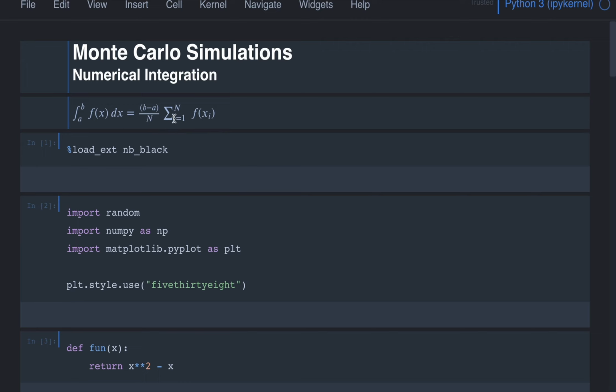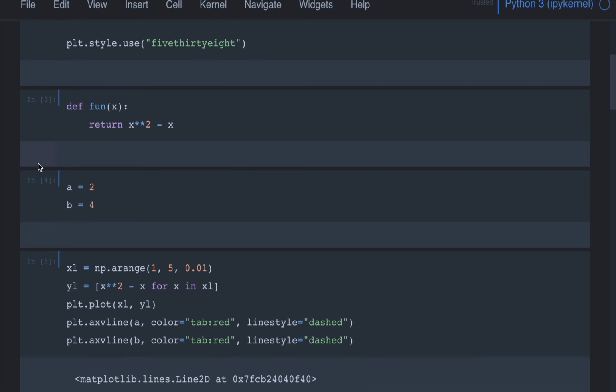Now, we are not going to look into the proof of this derivation, but all we need to do is sample a number of points between the limits a and b, compute the function value f of x, then take the sum of the f of x values we computed, and multiply with this factor so that we can approximate this integral. Okay, so let's start with a very simple example.